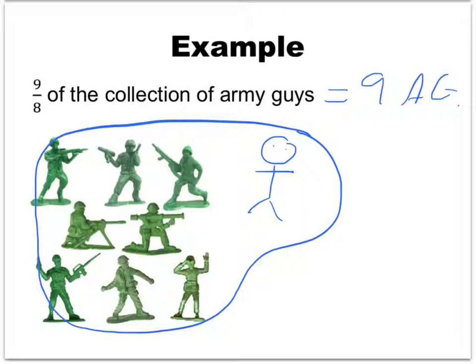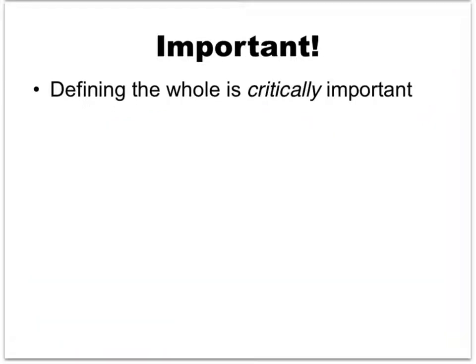But to properly understand this picture, we have to remember that our whole consists of those army guys right there. If we don't understand what that whole is, then this picture isn't going to make any sense. So this again illustrates this very important point that we've made several times before. Defining the whole is critically important. If we don't understand what the whole is, then our fraction, our picture aren't going to make any sense.